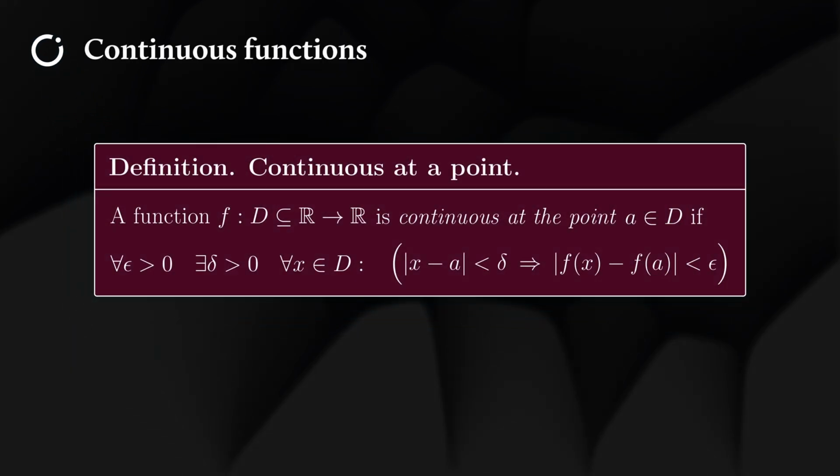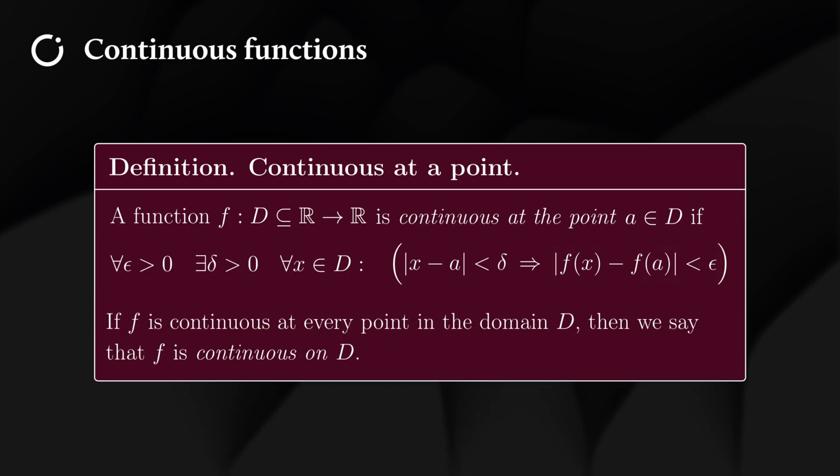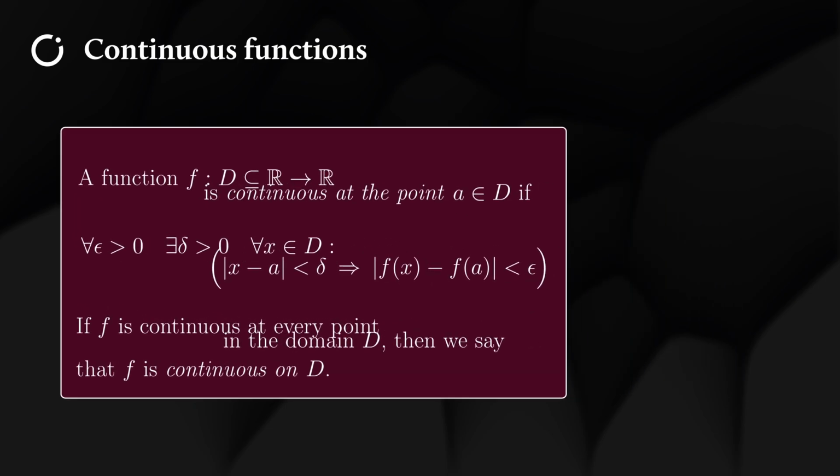So we deal with a function f from its domain D, as a subspace of the real numbers, to the real numbers. And we call that function continuous at the point a, and that point a is from the domain, if for all positive epsilon, there exists a positive delta, such that for every x in the domain, whenever the absolute value of x minus a is smaller than delta, then the absolute value of f of x minus f of a is smaller than epsilon. And if f is continuous at every point in the domain D, then we say that f is continuous on D. As this is a bit technical, let's consider an example.